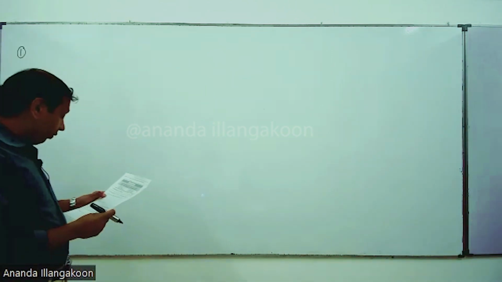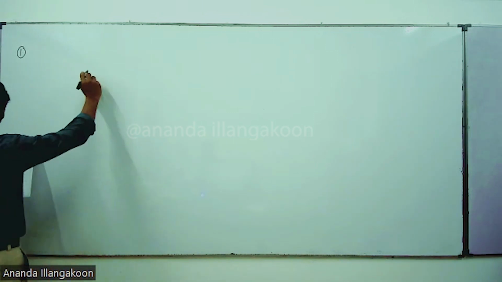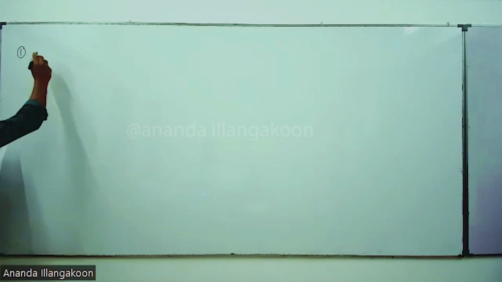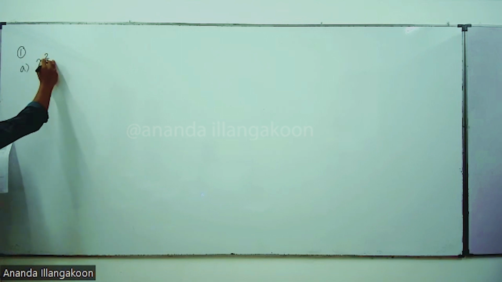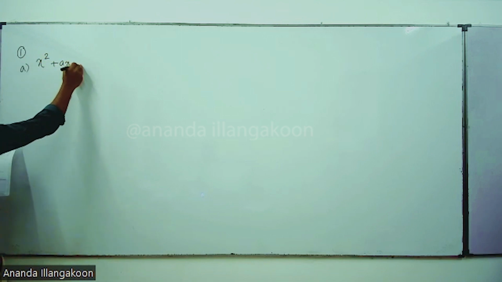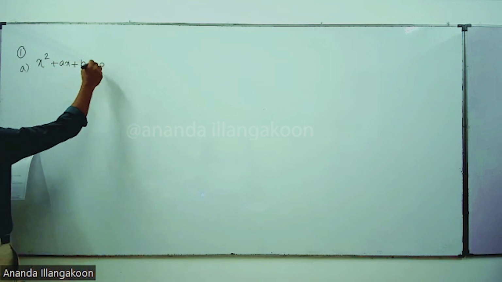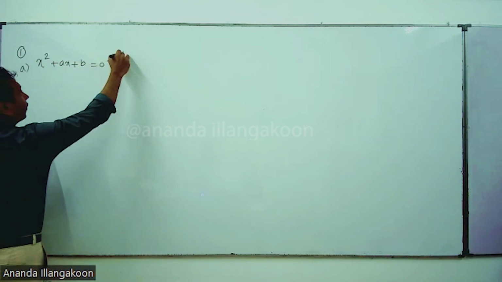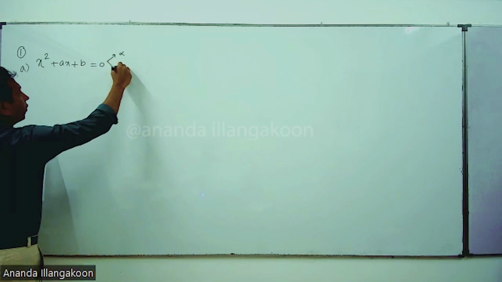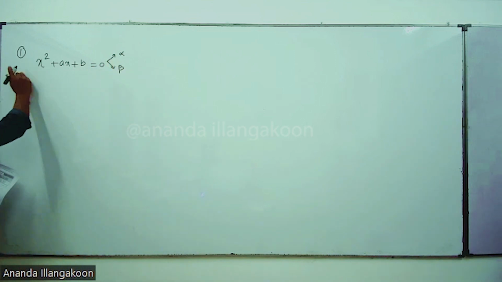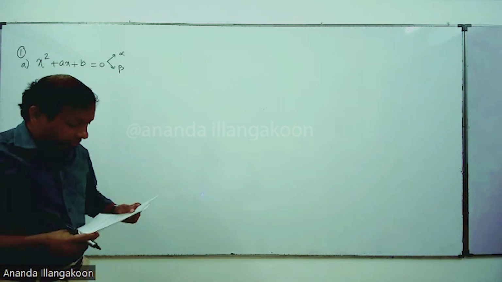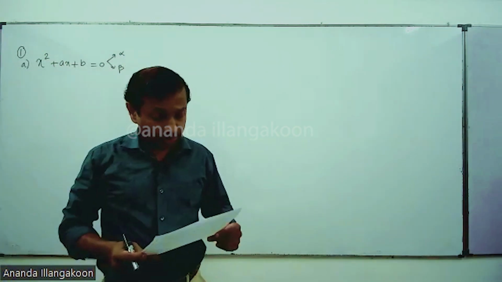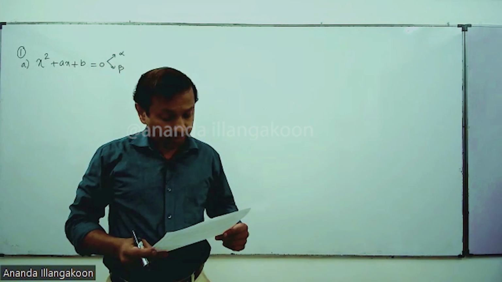Yeah, we are given the roots of the quadratic equation. Part A: x squared plus ax plus b equals 0. We are given the roots of this quadratic equation as alpha and beta, right? Okay, obtain the quadratic equation with 1 upon alpha squared and 1 upon beta squared as roots.